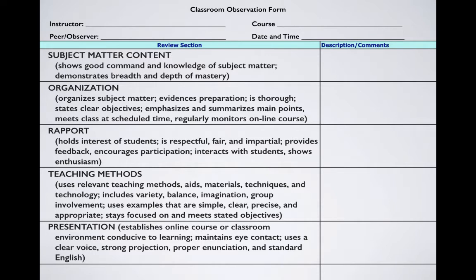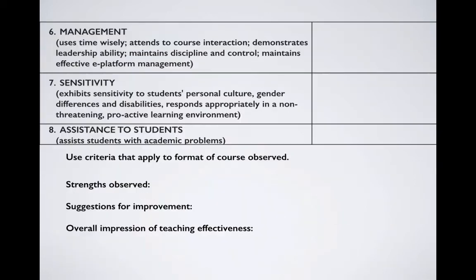Here's the first page. You can see here that on the left there's a review section and there's some content areas to look at for the coach, and on the right there's an area for the coach to write a description or make comments on these areas. On this form in particular, there's things like subject matter content, organization, rapport, teaching methods, and presentation. The second page includes things like management and sensitivity, as well as assistance to students.